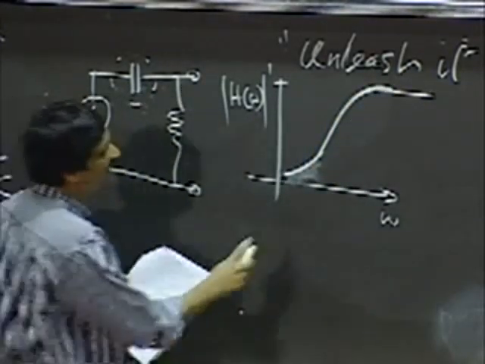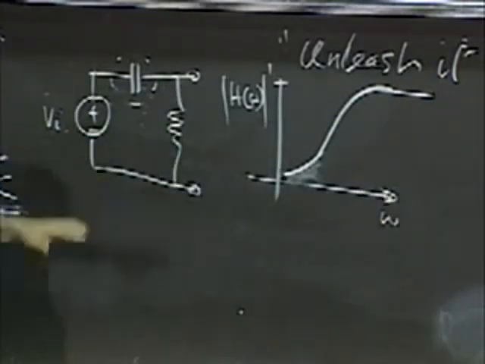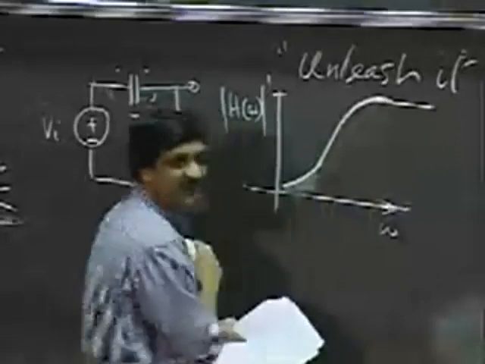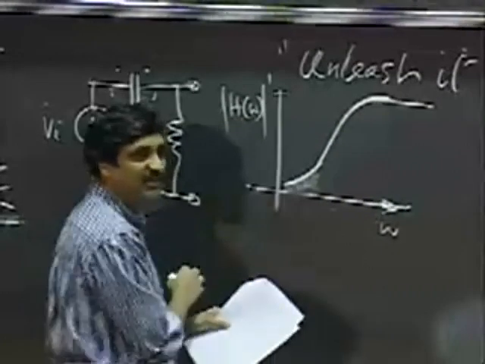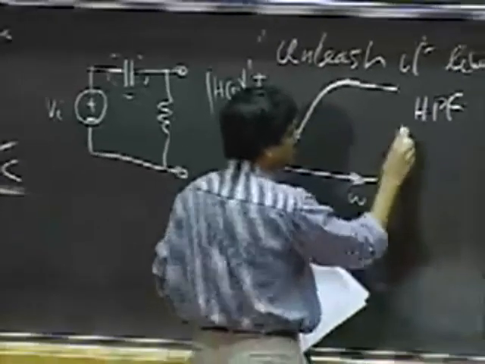Okay, and this is of a different form than the one you saw earlier. In this case, I pass high frequencies, but attenuate low frequencies. Not surprisingly, this is called a high-pass filter.